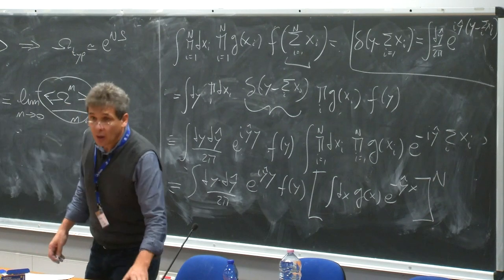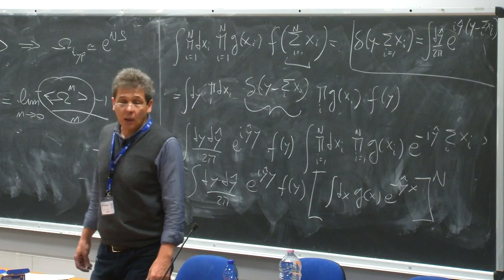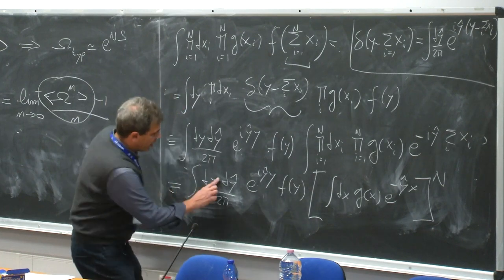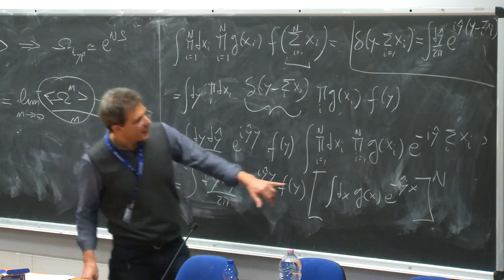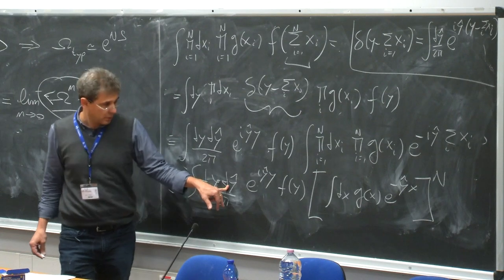Is the one-dimensional integral still in the integrand of the first integral, or is it outside? This variable here is integrated here. It's an auxiliary variable.